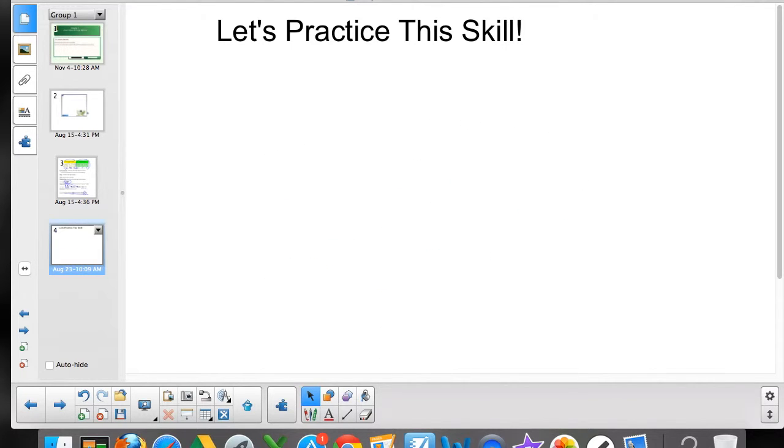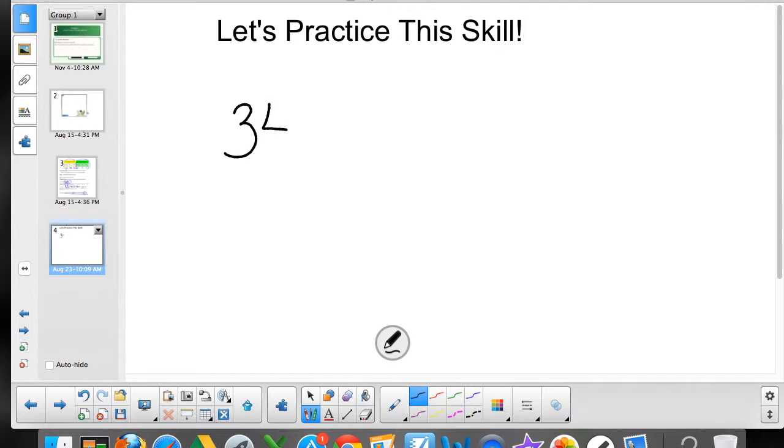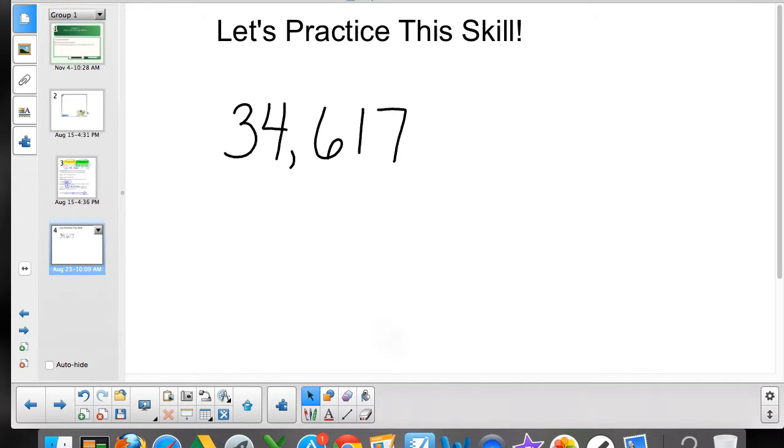Okay, the final example I'm going to do with you is writing in expanded form. We have the number 34,617. We need to look at the value of each digit and expand it out or stretch it out. So we're taking the 3 first and looking at where it's located. It's in the thousands period. So here's the 1,000s and here's the 10,000s. The 3's in the 10,000s place.